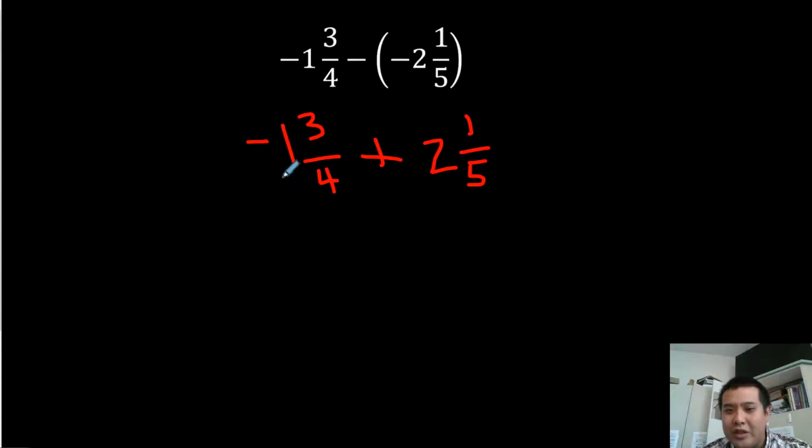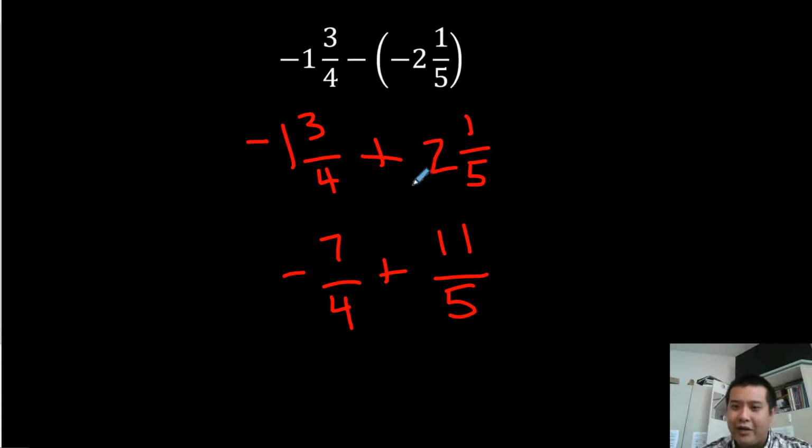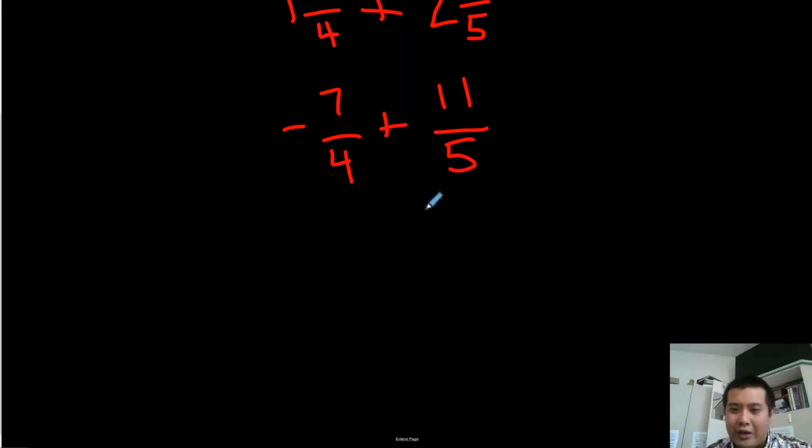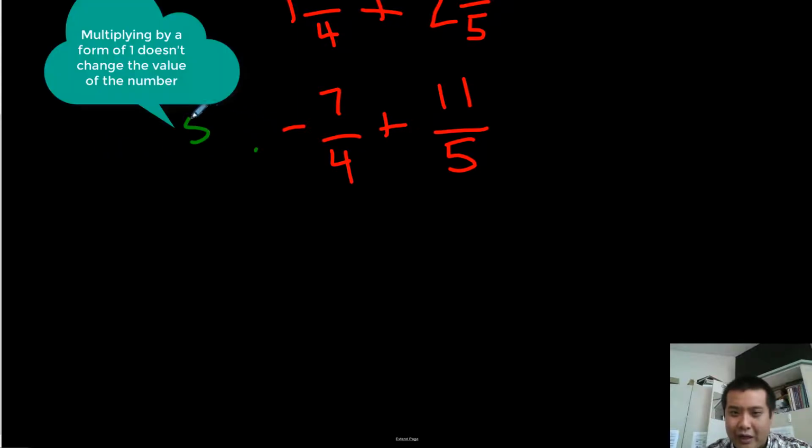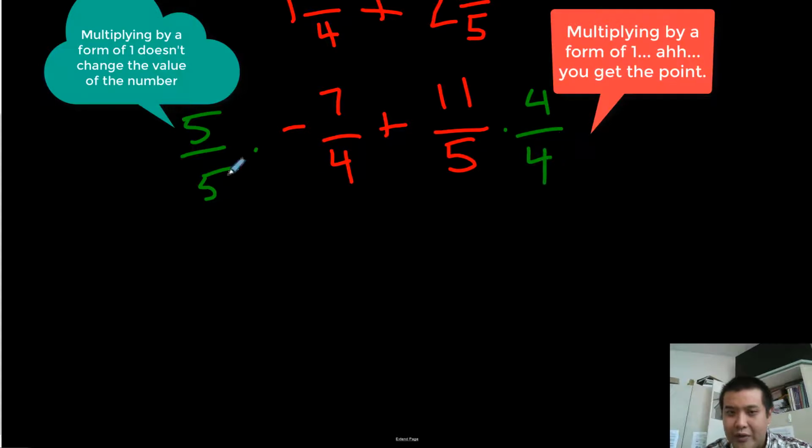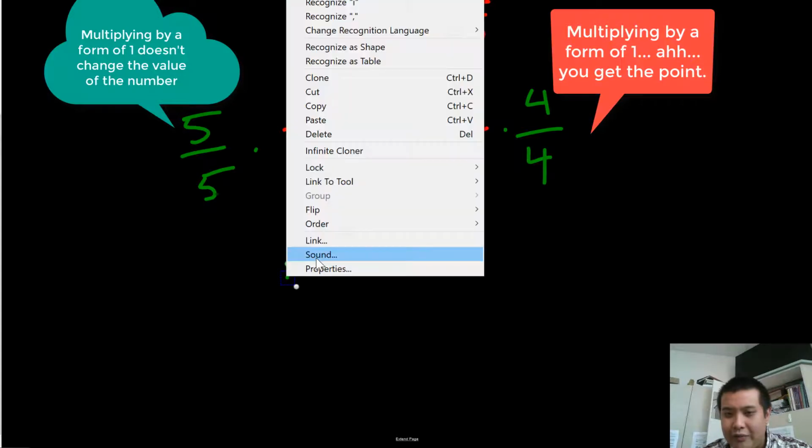So we're going to first change this into an improper fraction, negative 7/4, because that is 1 times 4 plus 3, plus 11/5. And as we know, we cannot add or subtract fractions unless they have common denominators. So we're going to get common denominators by multiplying by 5 over 5, a form of 1, times 4 over 4. When we do that, remember that we are multiplying with a negative, and then positive times a negative is negative.